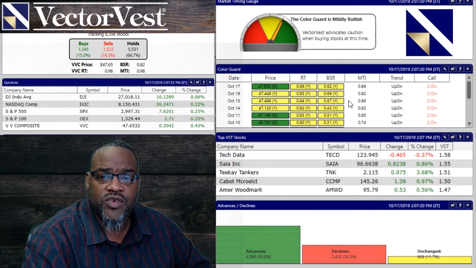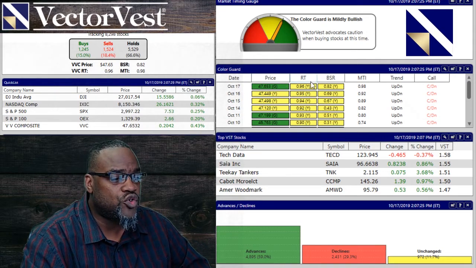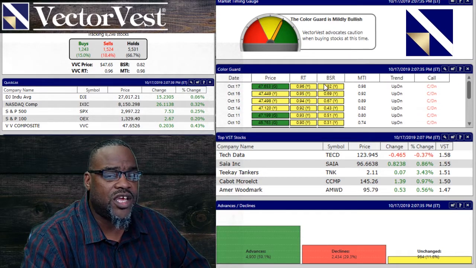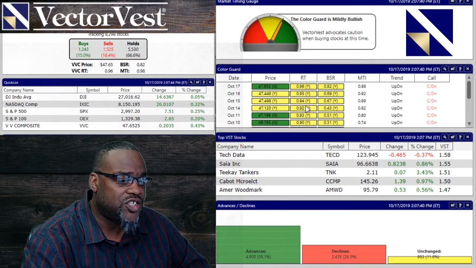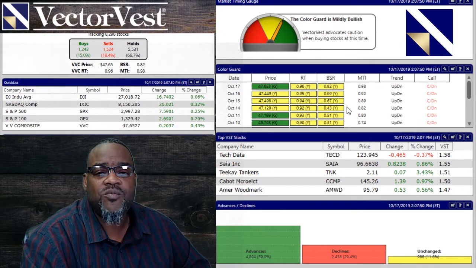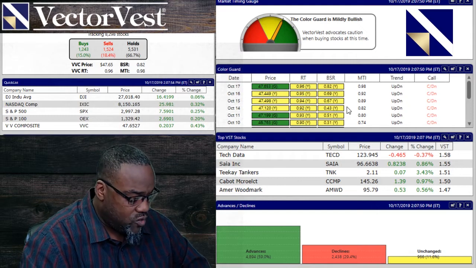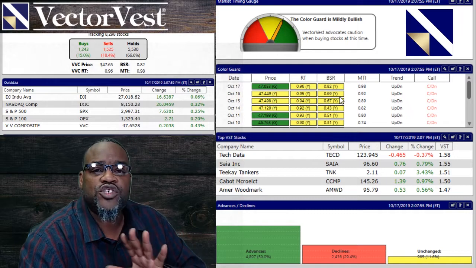The color guard tracks 3 of our market timing indicators: the price movement of the VectorVest composite, the short-term price trend of the market with the RT or relative timing, and the health of the market by way of the buy to sell ratio. We track the trends of these indicators both on a week-over-week and day-over-day basis, and we assign lights to the tile. What's the main color you see in the color guard over the last 6 trading days? It is yellow. Yellow means, as a traffic light, you slow down. And we're saying the same thing right now. Slow down, whether you're bullish or you're bearish, just slow down.